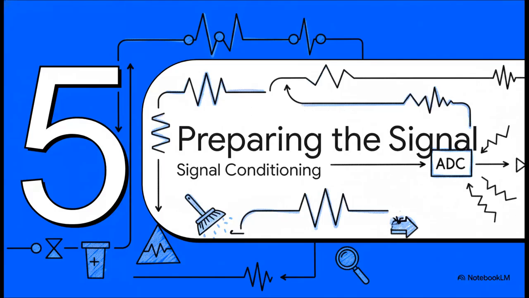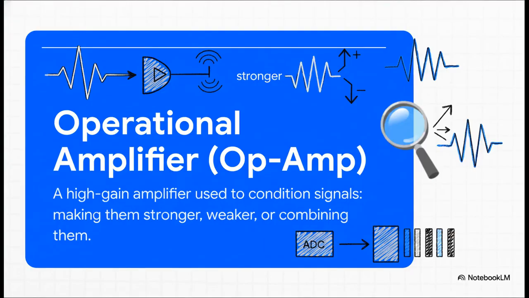But hold on, there's a catch. You can't just feed any old signal into an ADC and expect it to work. Sometimes the signal is way too weak, or it's noisy, and needs to be prepared or conditioned before it's ready for its digital debut. And for that job, engineers have this awesome secret weapon, the operational amplifier, or op-amp for short. You can think of it like a personal trainer for your signal. It can bulk it up, slim it down, or even combine it with other signals to create the perfect input for the ADC.